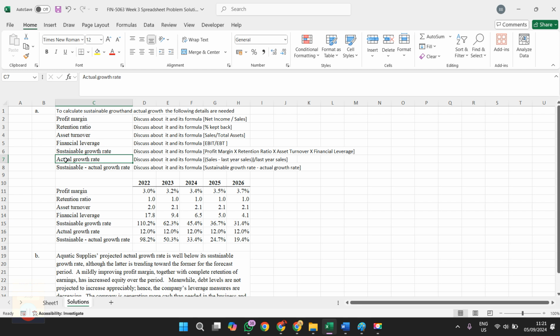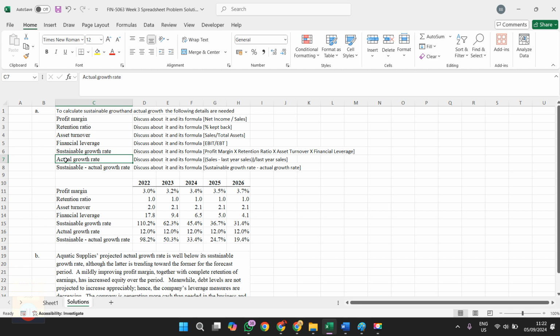The actual growth rate is whatever sales we have achieved compared to last year, to what extent we have grown. So in terms of sales only we will be calculating. For that purpose, this year's sales minus last year's sales, divided by last year's sales. It provides you a percentage of growth that you have acquired. So the actual growth rate is very easy.